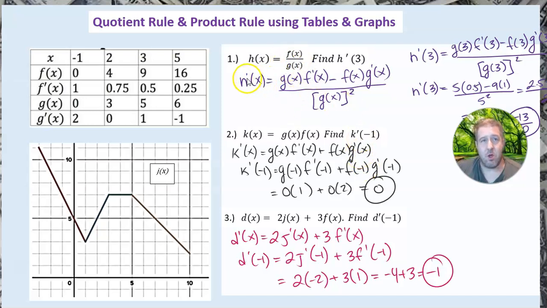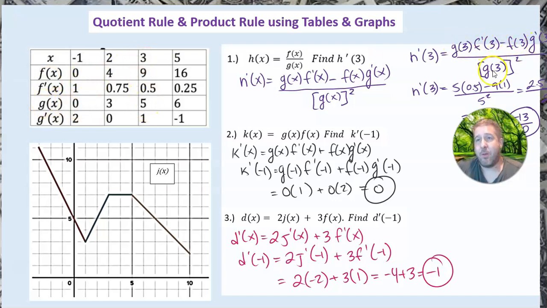So first, I'm going to use my derivative rules for quotient rules. So that's low d high minus high d low over the bottom squared. Then I'm going to plug in, because it says find h prime of 3. So then I'm going to plug 3 in for all the x's. And that's all I've done here. I didn't really show any work. Then I'm going to replace g of 3, and I'm just going to use my table. g of 3 happens to be equal to 5.